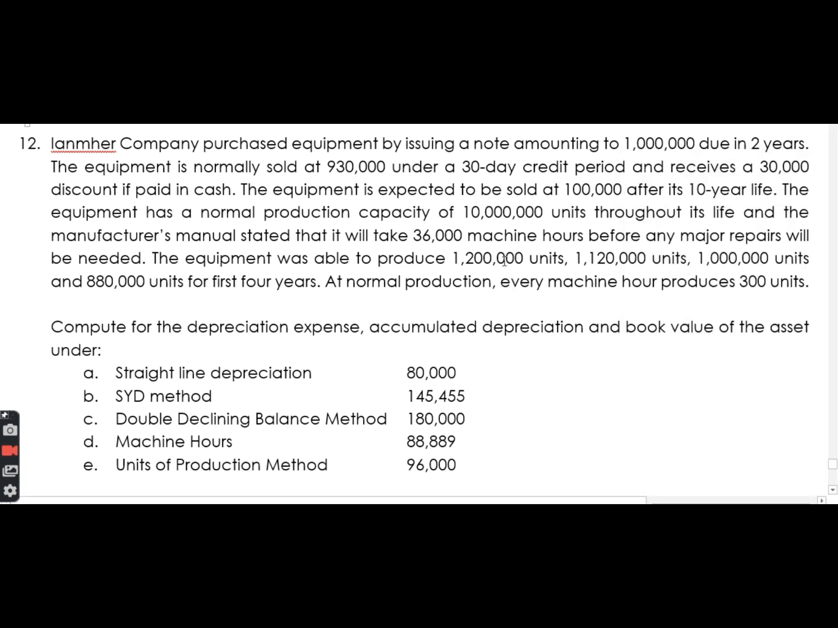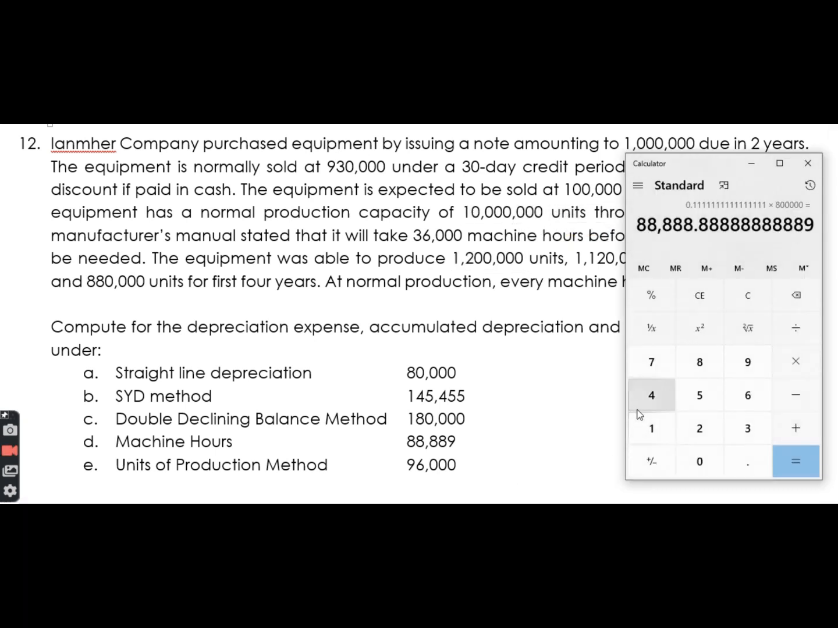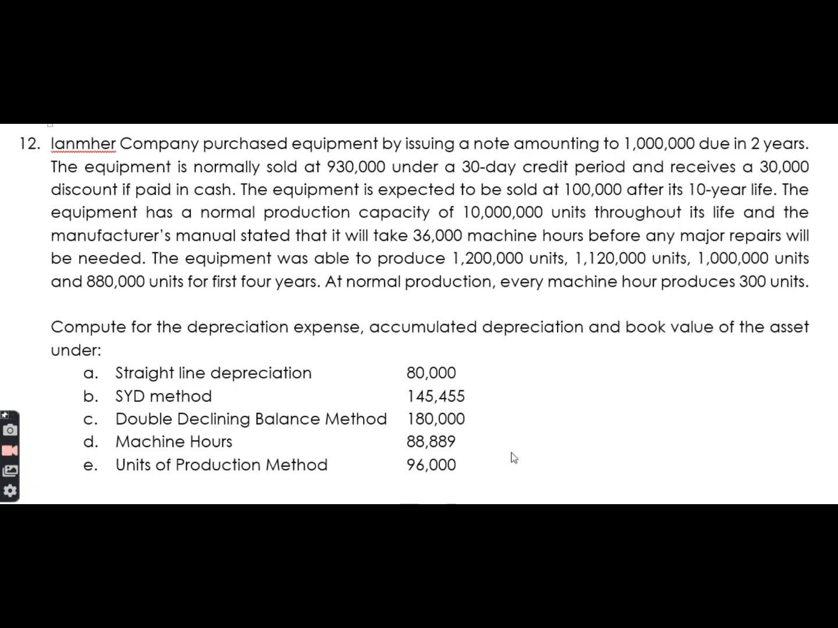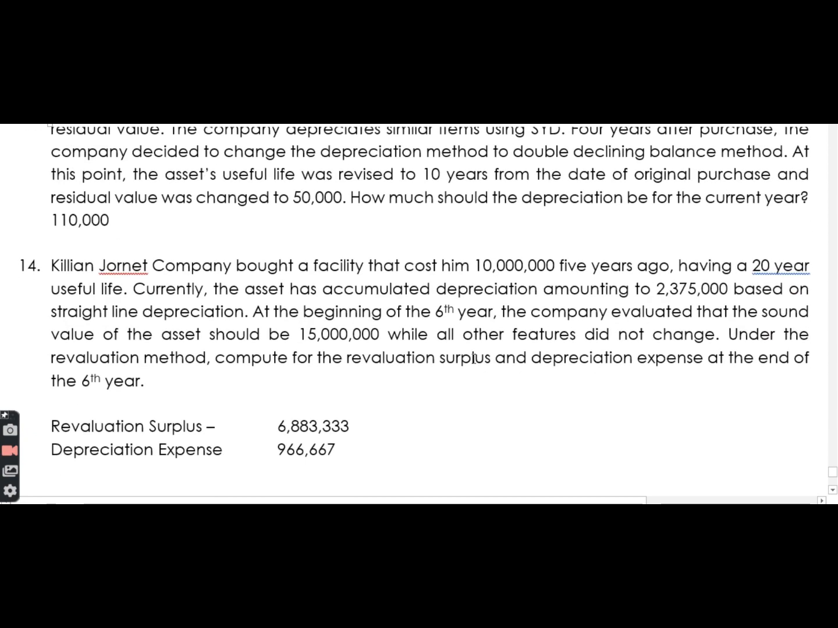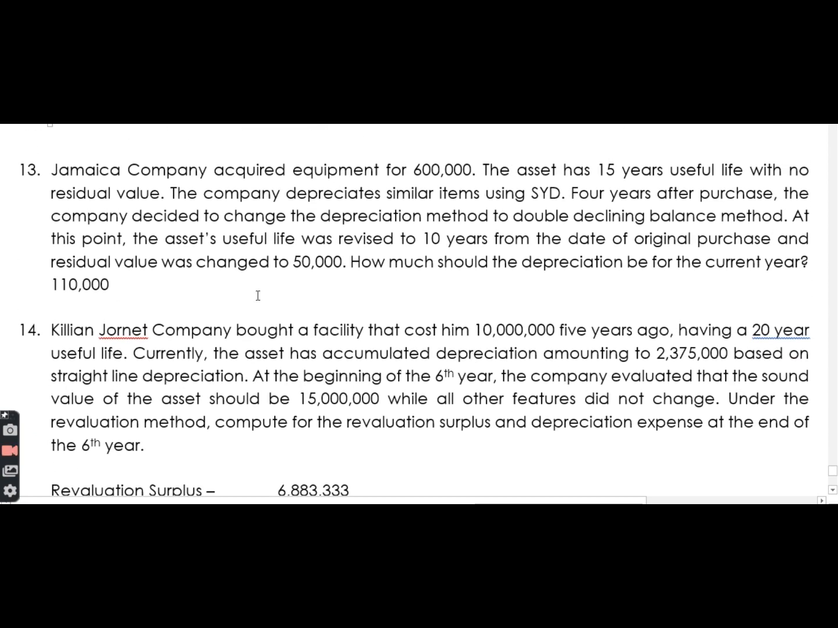Kapag output method naman, ang sinabi, ang na-produce mo daw is ito out of the total 10 million. So, that's going to be 1,200,000 divided by 10 million. So, 12% times depreciable amount pa rin is 800,000. So, 96. So, yun yun. So, from there, pwede mo nang ituloy-tuloy kung gusto mong mag 5 years, ganyan, or gusto mong gumawa ng table, sundan mo lang yung format ng pag-compute. Okay? Next, punta tayo kay Jamaica Company.